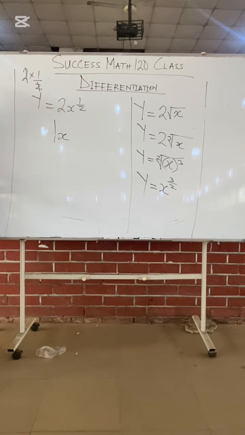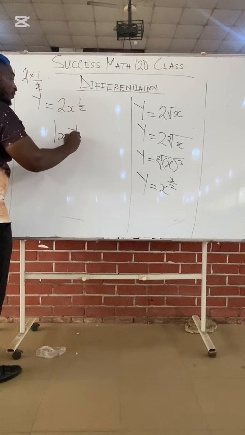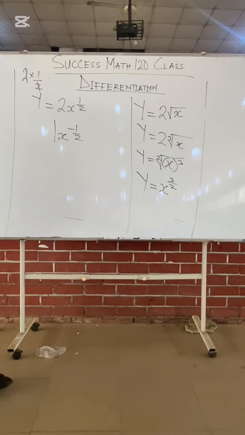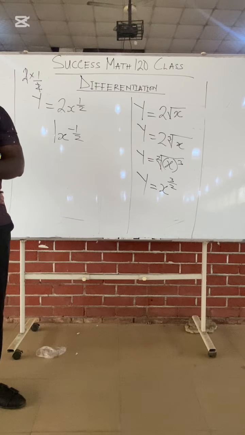Remember there are 3 steps. I'm following the 3 steps now. And step 3, subtract 1 from the power. 1 over 2 minus 1 is minus 1 over 2. Confirm. 1 over 2 minus 1 is minus 1 over 2. 1 over 2 minus 1 is what?